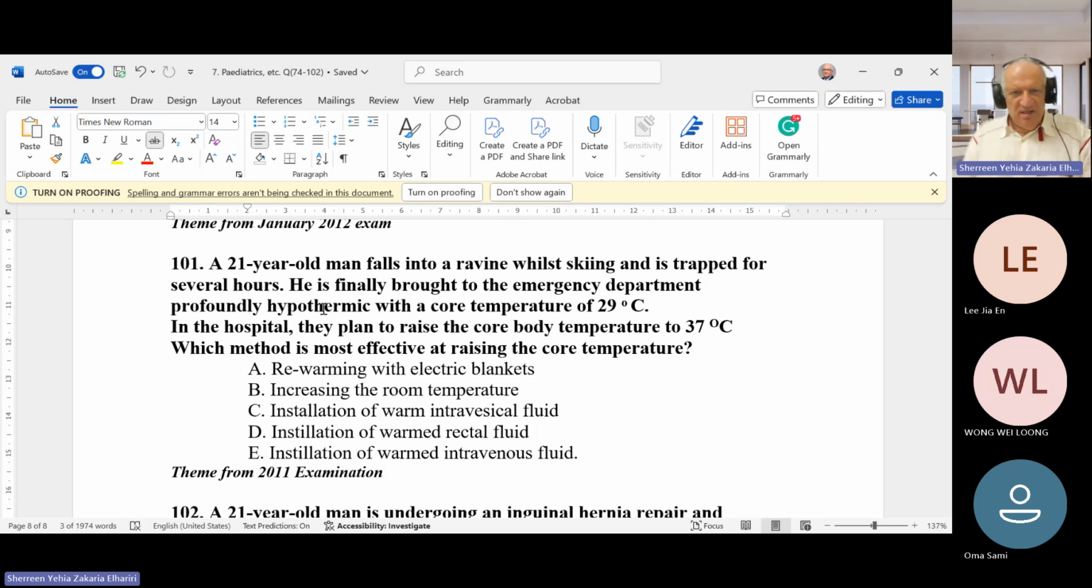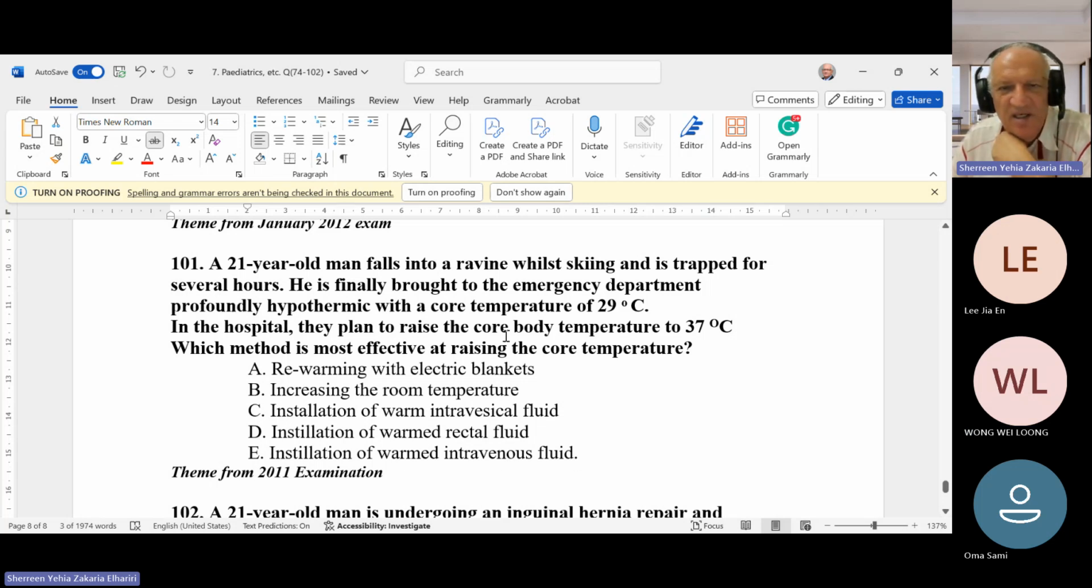Of course, rewarming with an electric blanket is routine. It's done in all hospitals, adjusting the air conditioning temperature, usually 25 degrees centigrade in hospital. This is classic, but we need to warm the body, the blood. So what way of warming can we use? They have options like warm intravesical, urinary bladder, warm rectal, warm intravenous. So what do you choose? Anyone? E, instillation of warm intravenous fluid. Yes, so the answer is instillation of warm intravenous fluid.